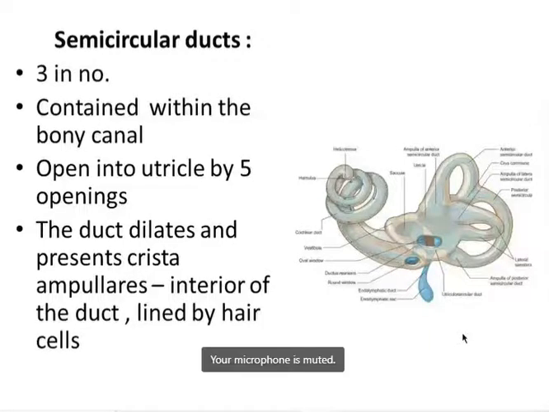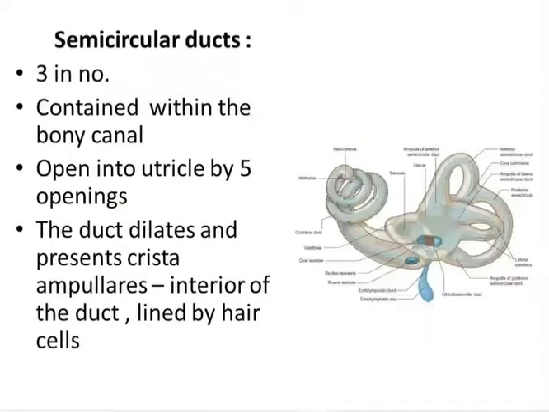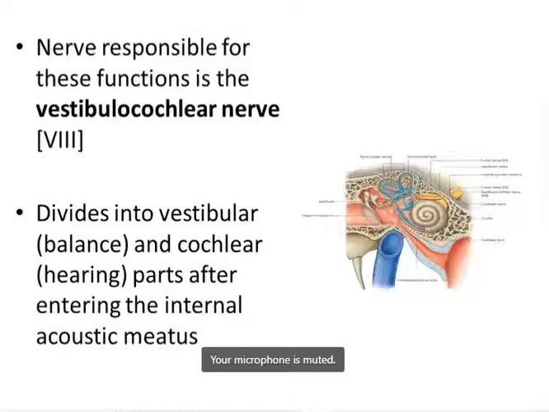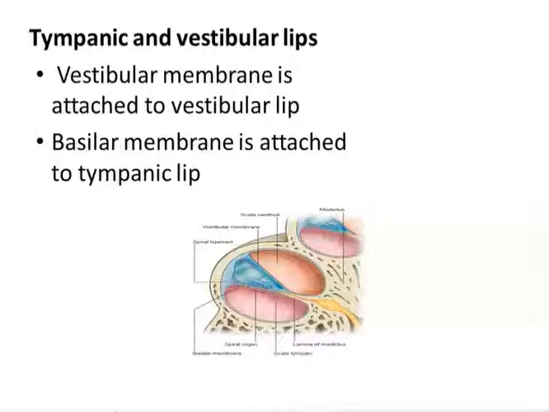Now this completes the main structures of the inner ear. I'm only left with applied aspects here. Is this clear? In the internal ear, the outer bony part you must remember, and this matches the three parts of the bony labyrinth.